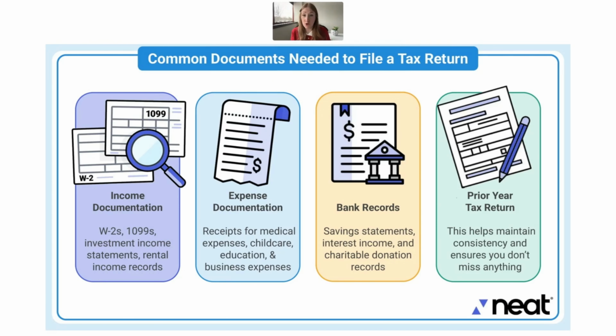You're also going to need your bank records, such as your savings statements, your interest income, and other records like this that you might need for tax deductions. And then lastly, you'll need a copy of your prior year's tax return, which helps you maintain consistency in your filing and ensures that you don't miss anything from year to year.